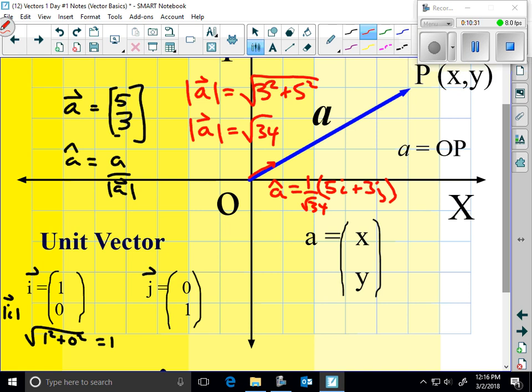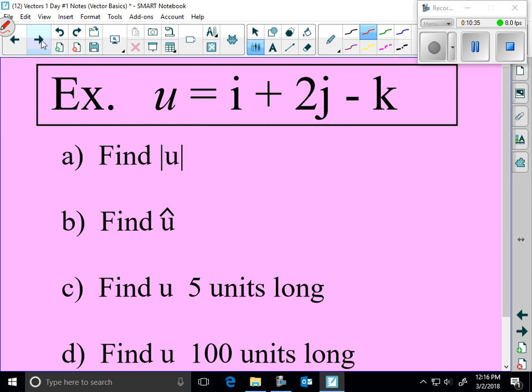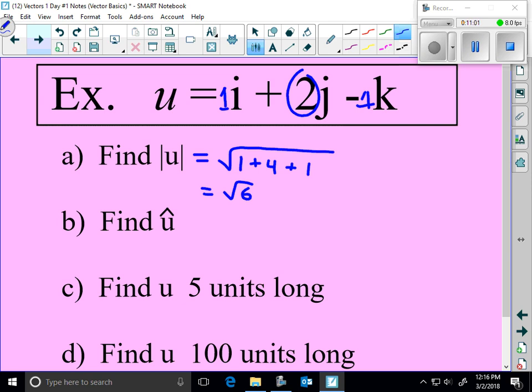Okay, so the unit vector is very important. We're going to see an example on the next page of that in just a moment. Okay, so the first thing I want you to do is find the magnitude of u, and you might have already done that. You might have paused the video, but I'm going to do it right here. So it'd be the square root of 1 plus 4 plus 1. How'd you get those? I squared each of these. I squared 1, I squared 2, I squared negative 1. And that will get me the square root of 6. Okay, so I know the magnitude of u.